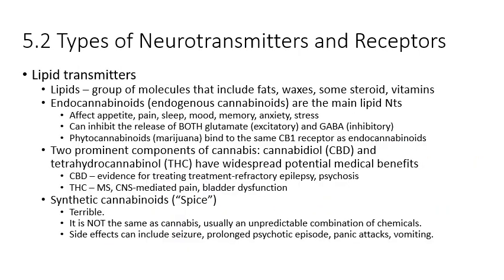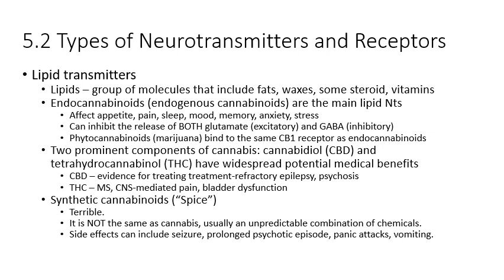Okay, so moving on, lipid transmitters. Lipids are a group of molecules that include fats, waxes, some steroids, and some vitamins. The most common lipid transmitters that you're going to hear about are endocannabinoids, which means endogenous cannabinoids. These endocannabinoids affect appetite, pain, sleep, mood, memory, anxiety, stress, everything you might associate with cannabis. Endocannabinoids can inhibit the release of both glutamate, which is excitatory, and GABA, which is inhibitory, and we'll get more into that later.